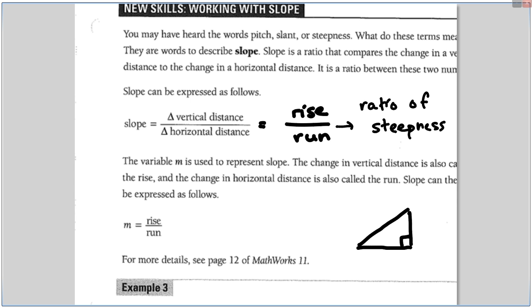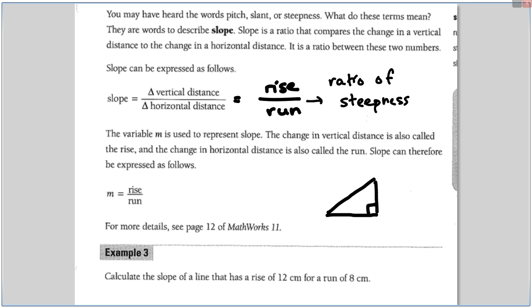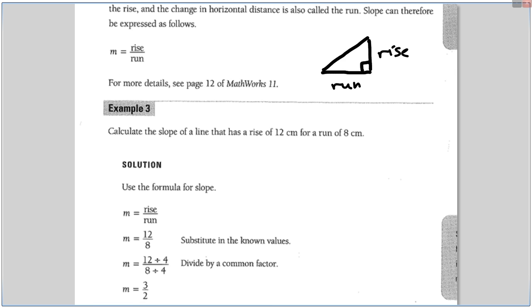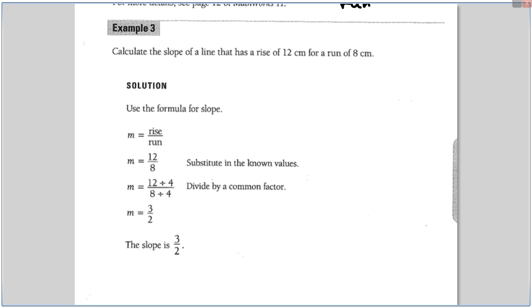Okay, and it's used in everyday life all the time. Roofs, going skiing, the road, the curb, drainage, everything. So on your picture, you have a right angle triangle. Hopefully you have rise on the up, down, and run on the over, okay? Example 3 is asking us to calculate the slope of a line that has a rise of 12 and a run of 8. So always in your head, tell yourself this: rise over run.